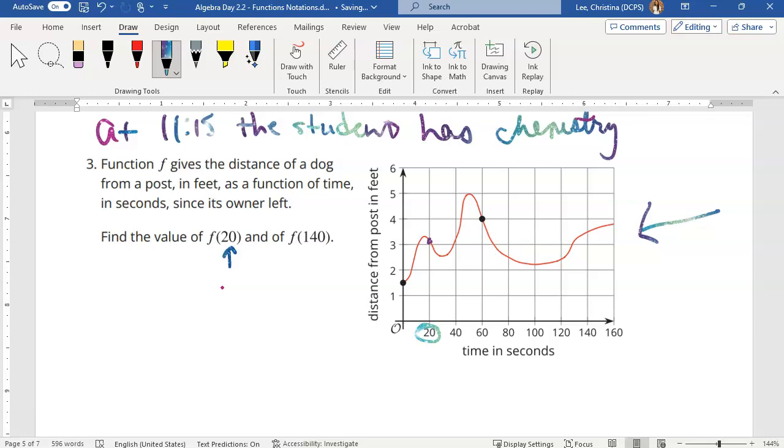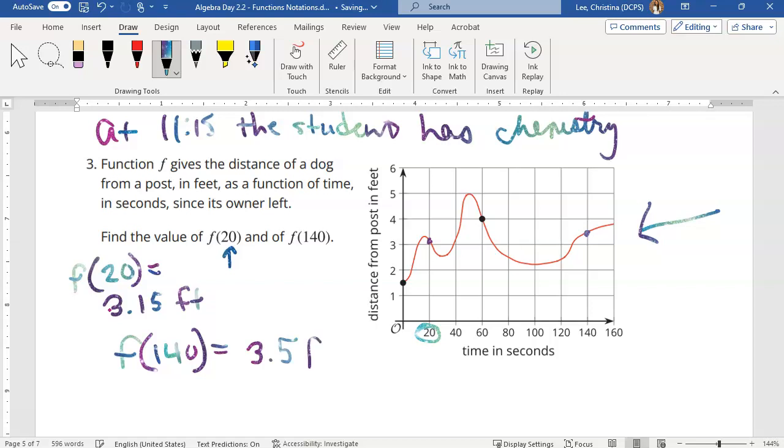And we're going to estimate here. Let's say 3.15 feet away from the post. And so we would say f of 20 equals that, and then f of 140, at 140 seconds, equals, it looks like it's up between 3 and 4, so 3.5 feet.